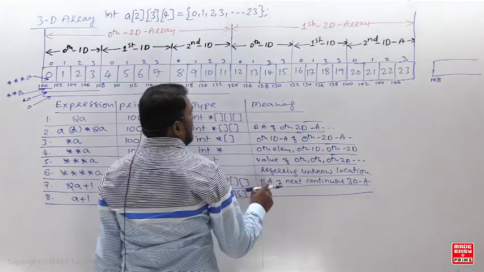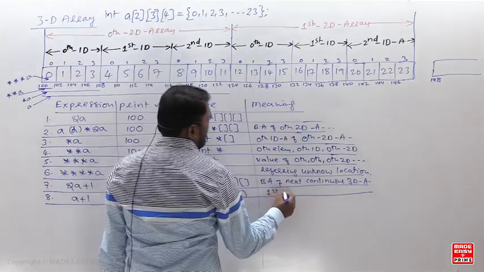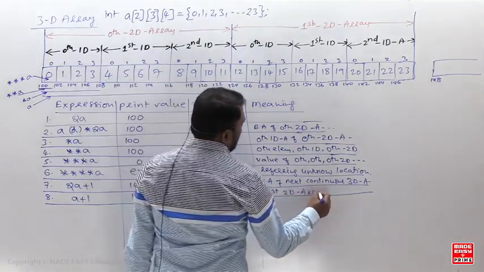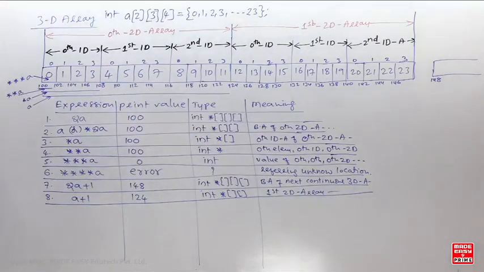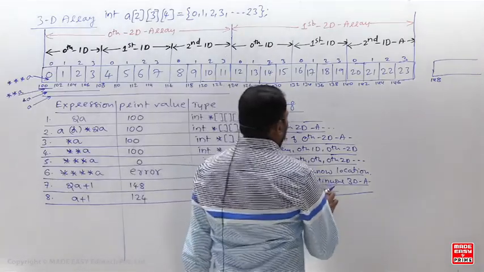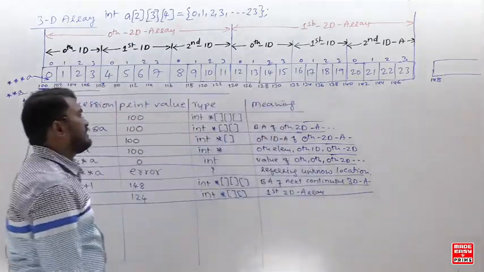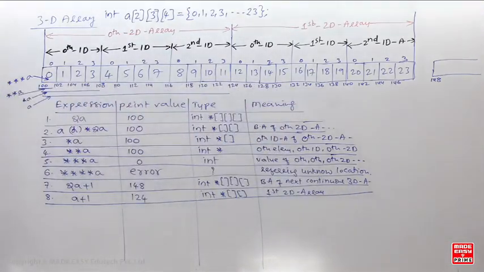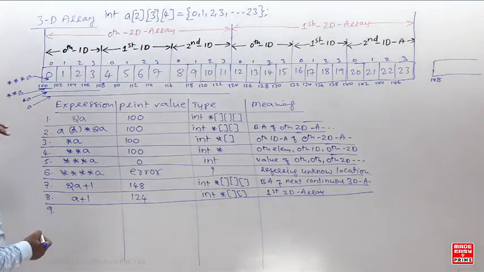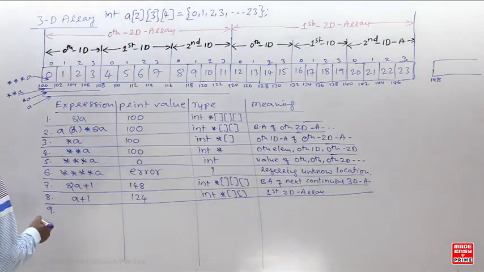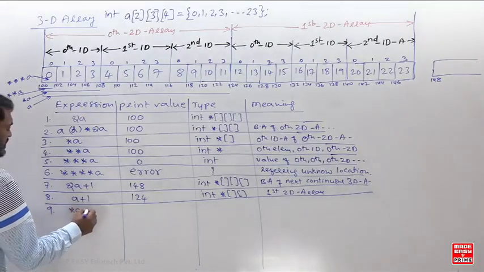Now tell me what is the meaning here? Base address of the first 2D array. Now tell me next. Star A plus 1.